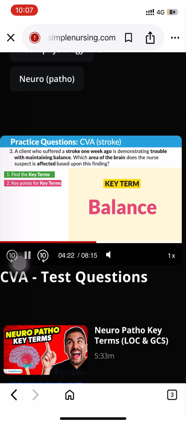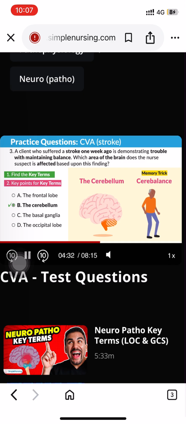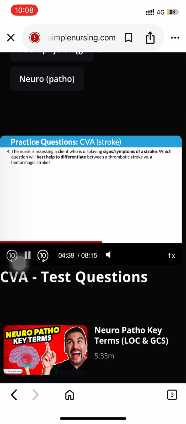So the key term here is balance. Remember, balance is controlled by the cerebellum. So use the memory trick, cerebalance for cerebellum. So option B would be the most correct choice, as it's cerebellum. Now moving on to question 4.